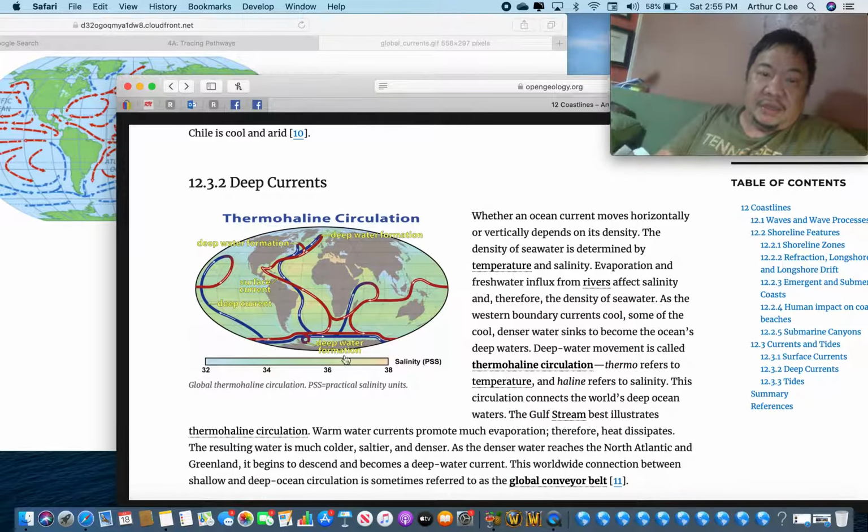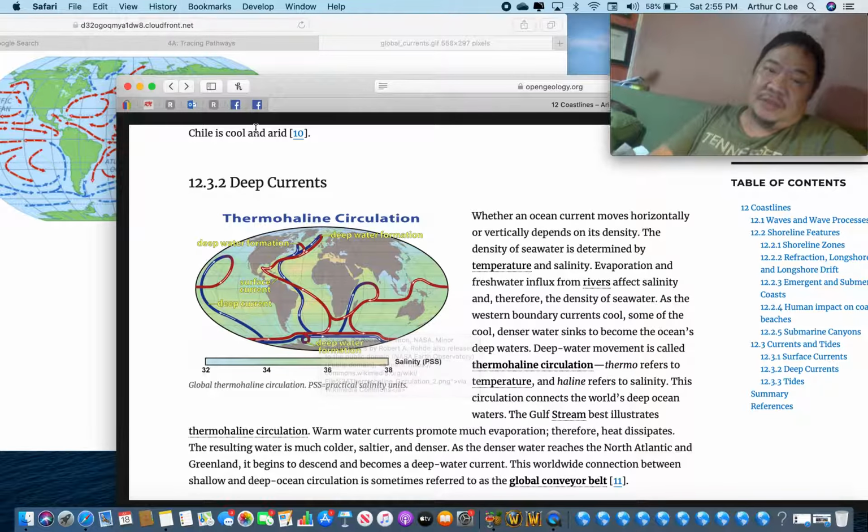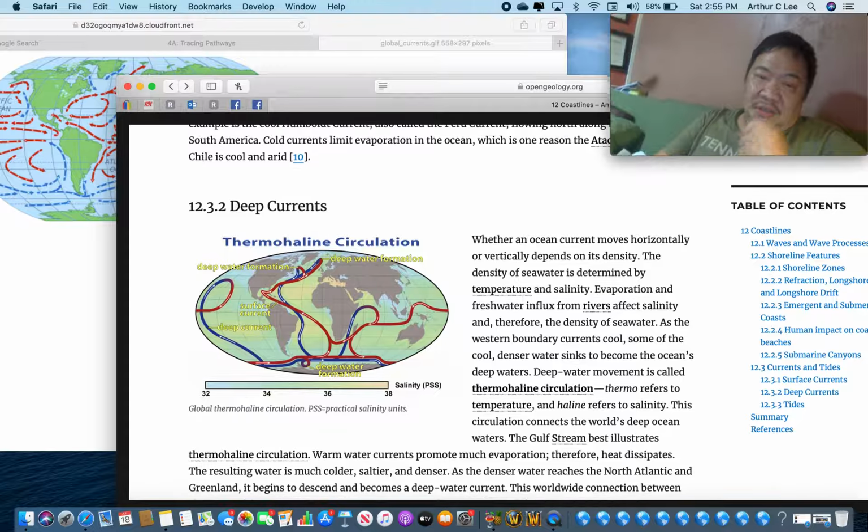Here you can see it. Usually this cold, salty water is going to be on the bottom of the ocean, and so near the poles you form lots of cold, salty water, but it's deep water, and it rises to the surface at those four locations I just mentioned.